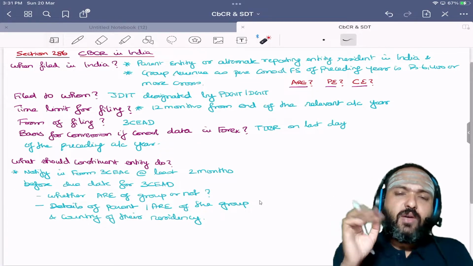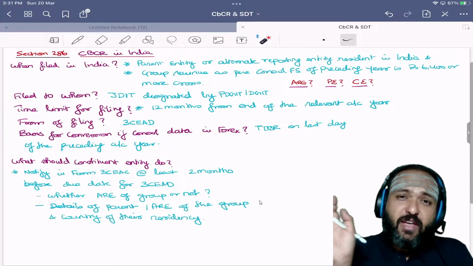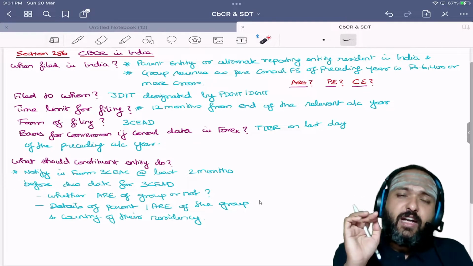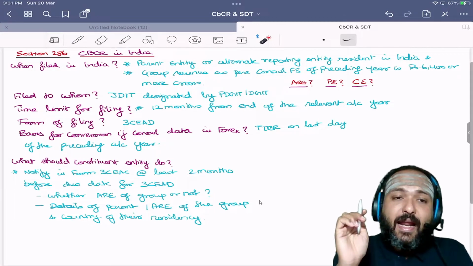Now, what is the time limit for filing, sir? Is there any time limit? Because for the income tax return, we have a time limit. For the transfer pricing report, we have a time limit. Like this, for country by country, is there a time limit? Yes, 12 months from the end of the relevant accounting year.